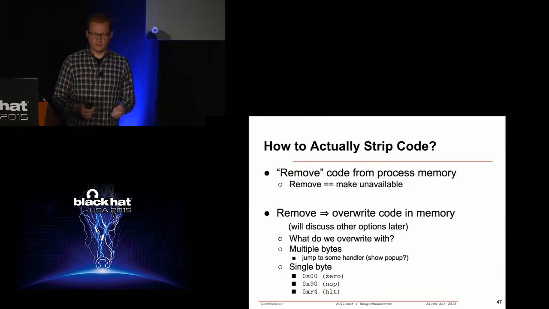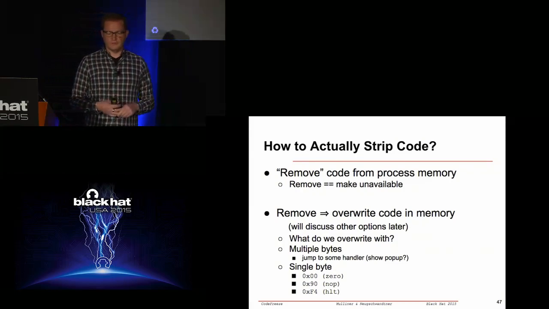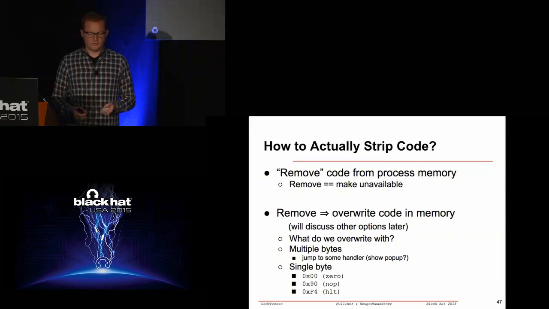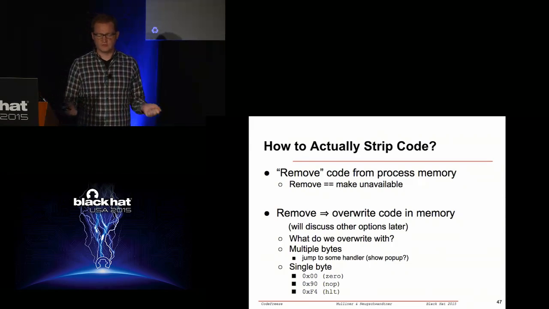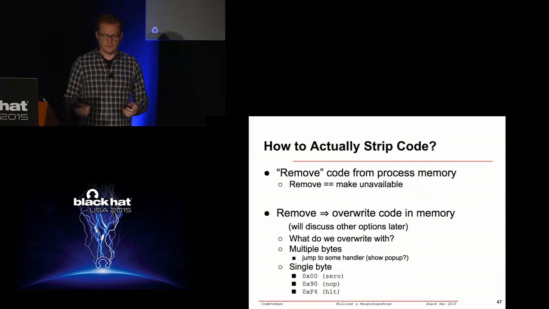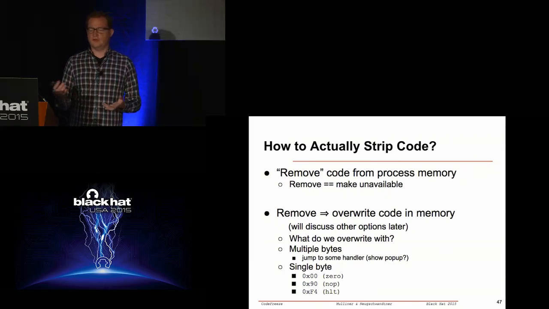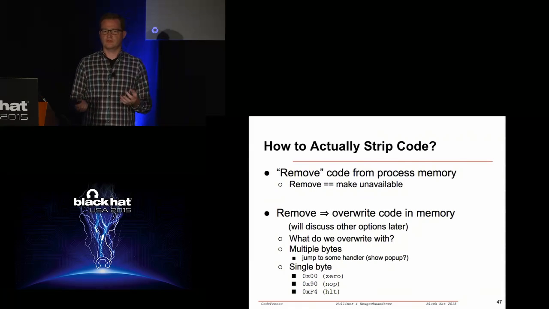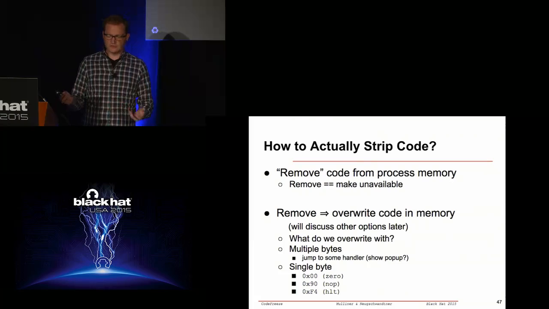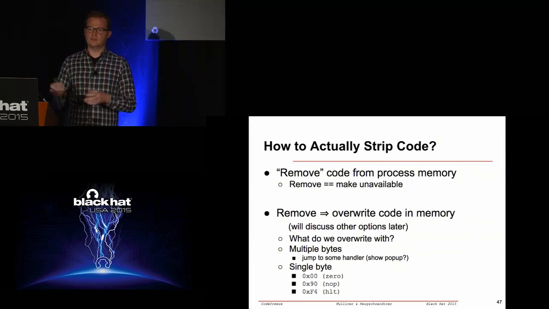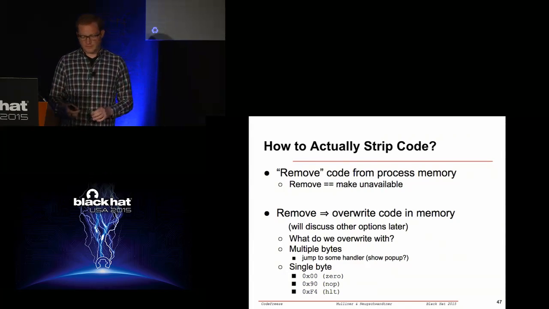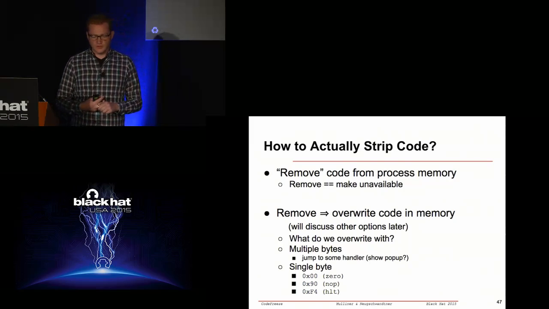So how do we actually do code stripping? Basically we want to remove code from the process memory, and with remove we really say just make it unusable so that you cannot call that code anymore. For this implementation, remove really means overwrite the code in memory, and we'll discuss later why we are overwriting it. So then we thought, okay, what should we overwrite the code with? We could, for example, put a handler there, so it will just jump to some code from us, and we could show a pop-up and say, hey, this code should not have been called.